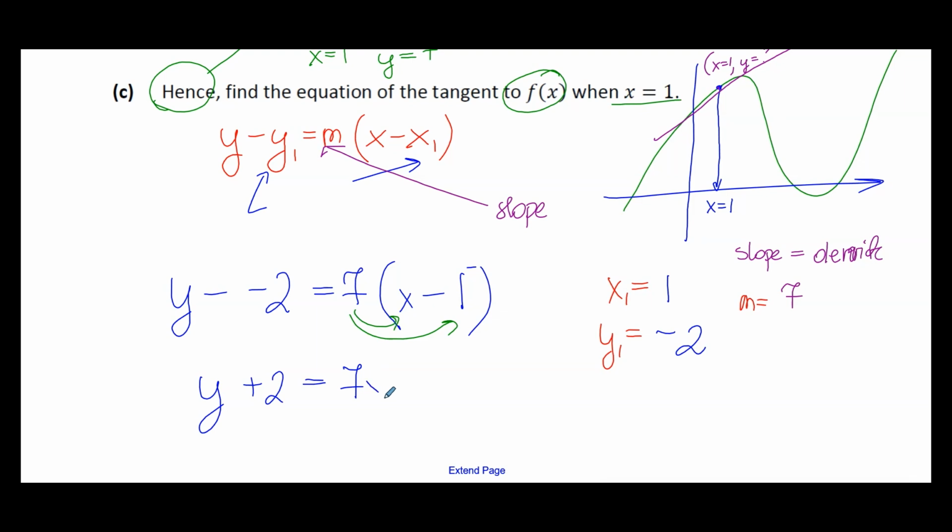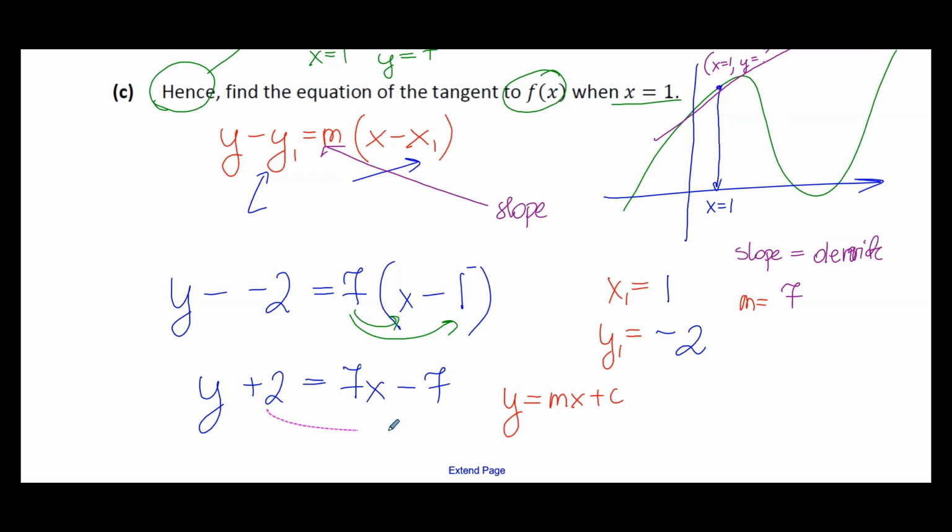7 multiplied by x is 7x. 7 multiplied by minus 1 is minus 7. Now here we don't have really terms and condition. So how do we write our equation? Well, we can have it in the form y equal mx plus c, meaning y on its own on one side and the rest on the other side.